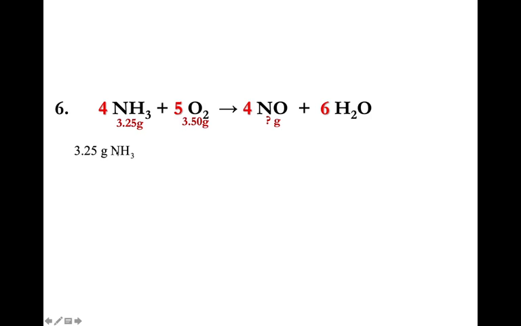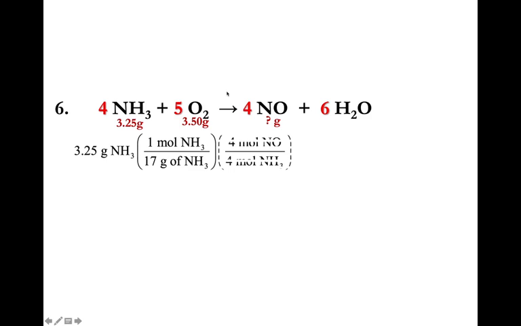So if I have 3.25 grams of ammonia, I need to first figure out how many moles of ammonia I have. So I'm going to divide that by the molar mass, which is 17. Once I'm in moles of ammonia, it's a 4-to-4 ratio, which is the same thing as a 1-to-1 ratio, right? If I multiply by 4 and divide by 4, it's the same thing as multiplying by 1, dividing by 1.